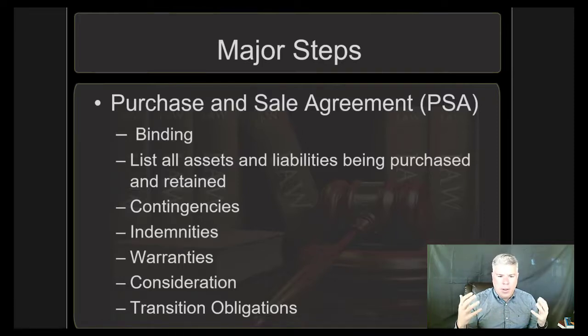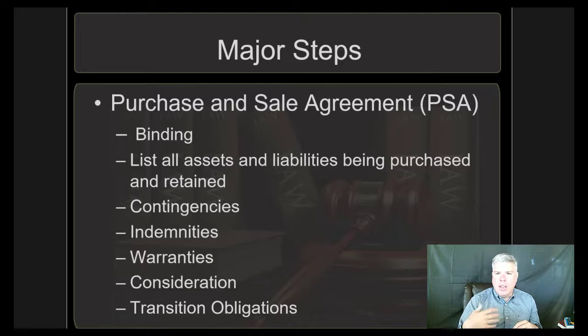And it is essentially, in the case of the last business that I acquired, the PSA was approximately 2 inches thick. It's generally a very large, very complex document. It's binding on everybody. So as you're doing confirmatory diligence, the PSA is getting put together. It's going to have the contract for what's actually being transferred, so all the assets and liabilities being purchased and retained, the contingencies that need to be followed post-closing.